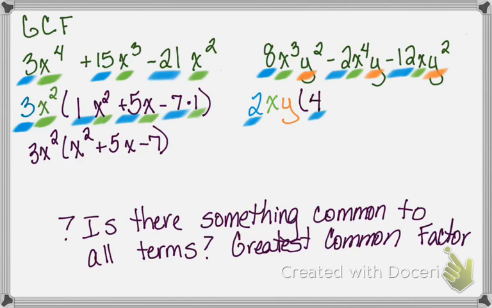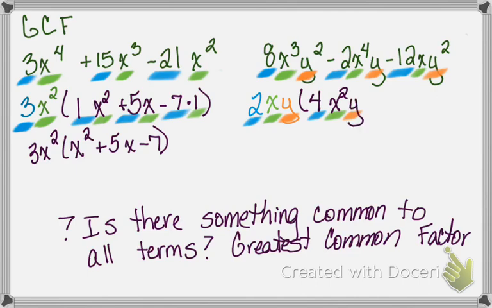Then I have x times what gives me x to the 3rd? X times what? X squared. Good. X times x squared gives me x to the 3rd. What about y? Y times what gives me y squared? Good.